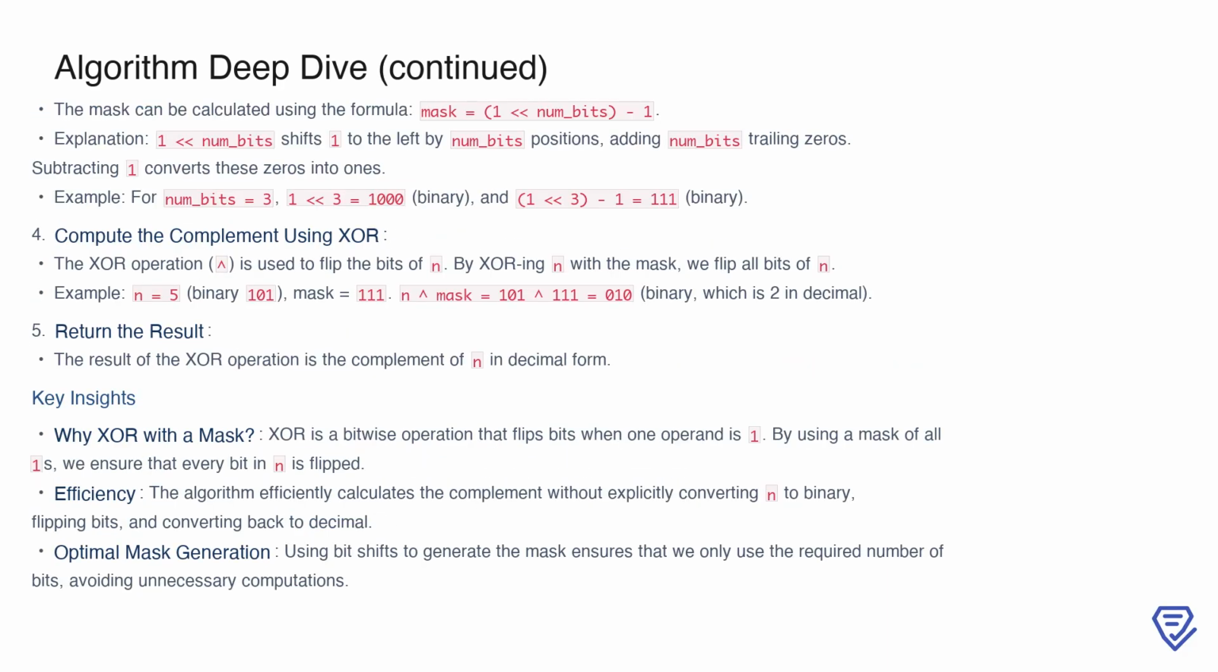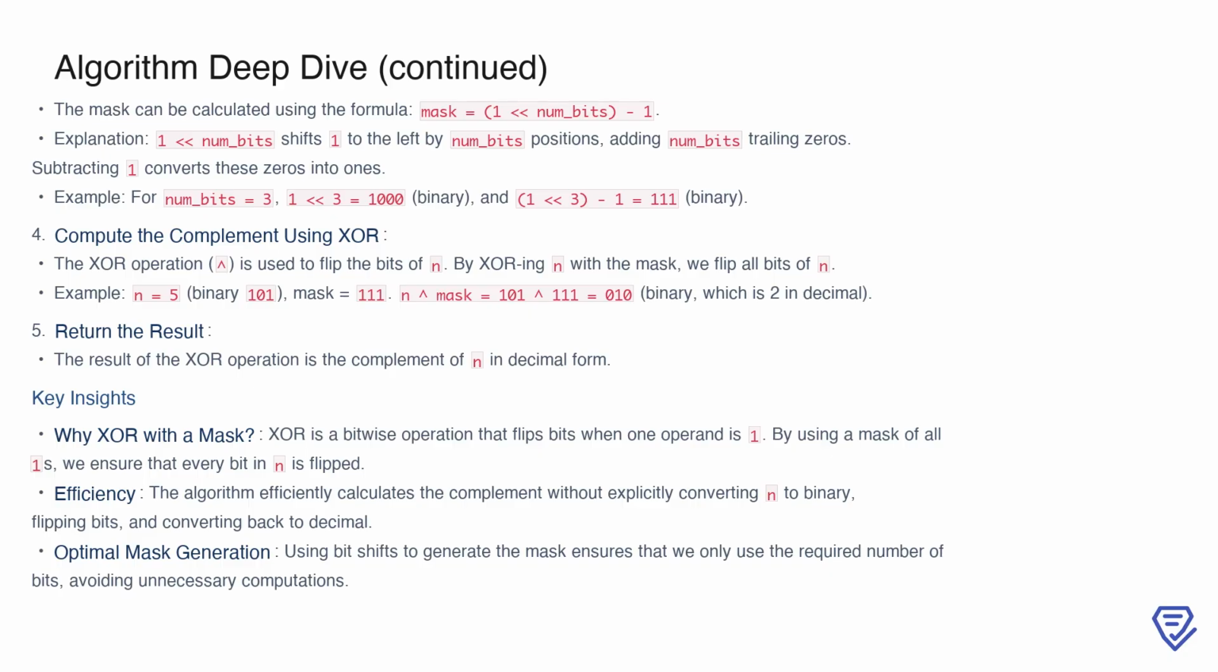The mask is crucial for calculating the complement, and it can be efficiently generated using the formula mask equals 1 << number_bits - 1. Here's how this works. The operation 1 << number_bits shifts the binary number 1 to the left by number_bits positions, appending the appropriate number of trailing zeros. Subtracting 1 from this result converts these trailing zeros into ones, giving us the desired mask. For example, if number_bits equals 3, then 1 << 3 results in the binary number 1000, and subtracting 1 gives 111, which is the mask.